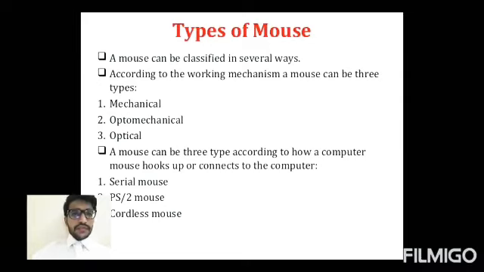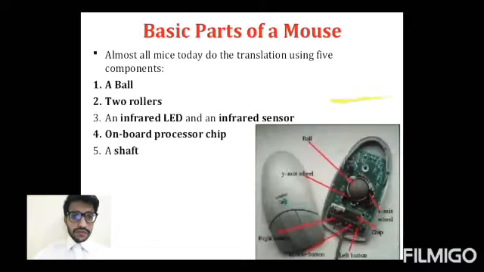Types of mouse. The mouse can be classified in several ways according to how it works. A mouse can be of two types: mechanical and optical. The mouse can also be of three types according to how it hooks up to the computer: serial, PS2 mouse, and coordinate mouse. Basic parts of a mouse: almost all the mice today use five components: a ball, two rollers, an infrared LED, and infrared sensors on the board processing chip.